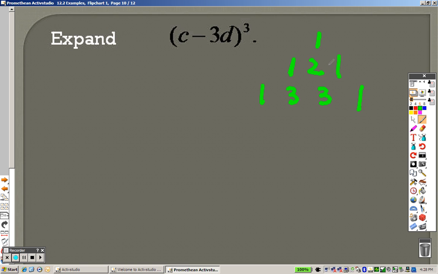The reason I'm stopping at this row is because this is a 3. Since that's a 3, I know that I'm going to use this row right here of my triangle. That's the row I'm looking for. So pull out your Pascal triangles, because that will help you do this. Write down a 1, give it a lot of space, a 3, a 3, and a 1, and then put multiplication signs after each item.